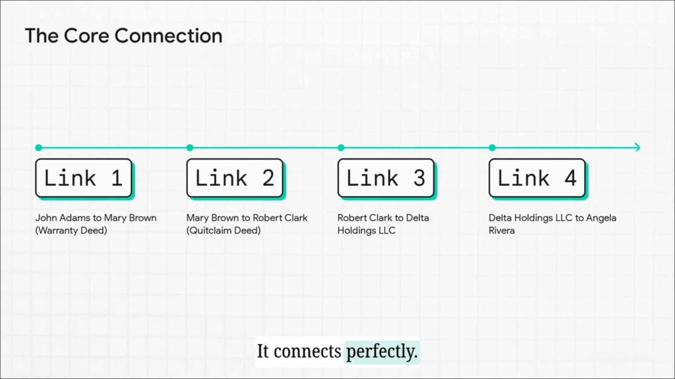It connects perfectly. Mary received it, then Mary gave it. Robert received it, then Robert gave it. When it works, it is a beautiful, logical flow. But real records are often super messy, which is exactly why we have to investigate.